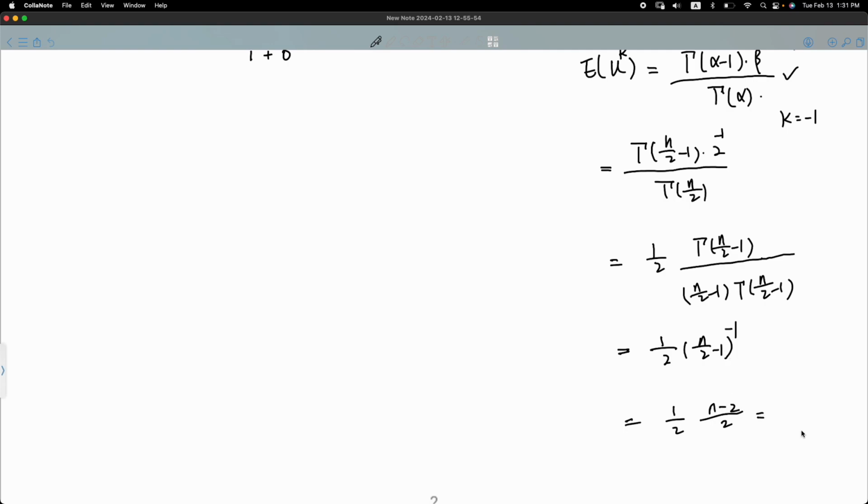And this should give you 1 over n minus 2. Okay, so I think this form is simpler. So what I did is just first elaborate that as n minus 2 over 2, and then take the inverse, and then the 2 cancels out with this 2, so you should have that.